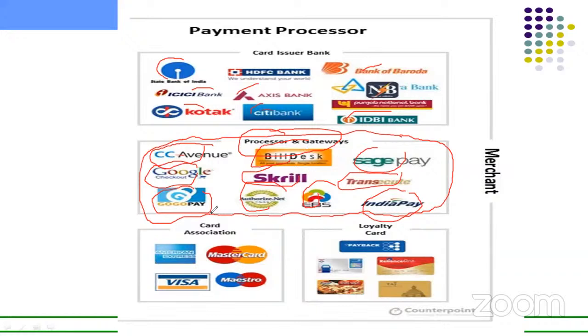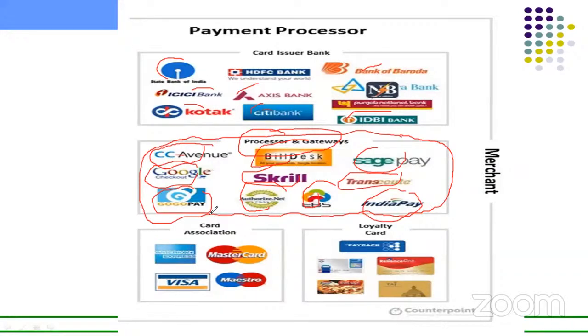Then card associations. For example, you have started a private bank with your members. To issue cards to the customers, we need to take authorization. We need to take permission from the card association. Here we have Visa, Maestro, MasterCard, American Express. These are the card providers. For example, SBI is issuing cards through Visa and MasterCard. Like that, we need to take the permission.